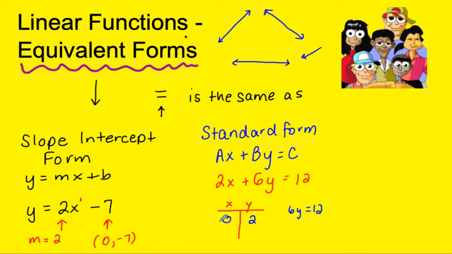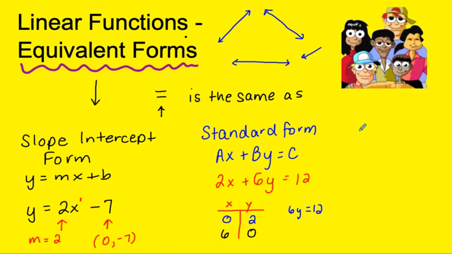So I now see a point directly on this line. I also could let y be 0. That would give me the x-intercept. If y is 0, then x is going to be 6. And so with standard form, I can clearly see two points on the line, so I could draw a line.